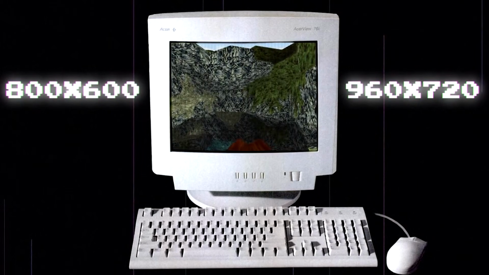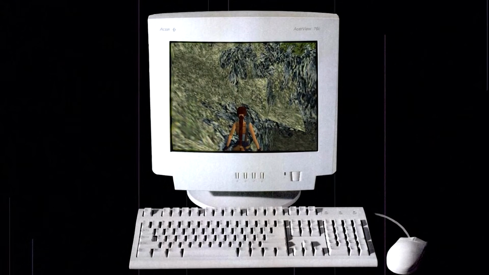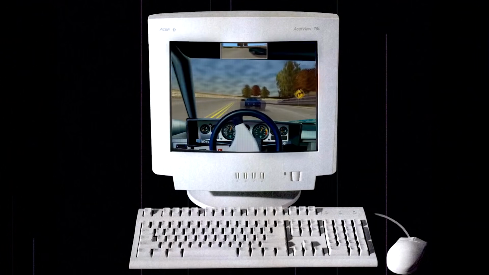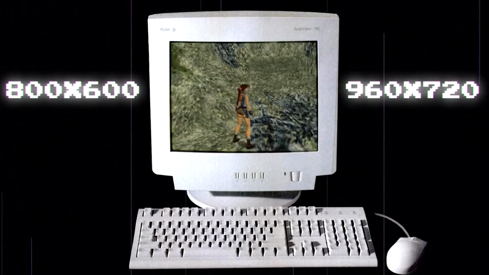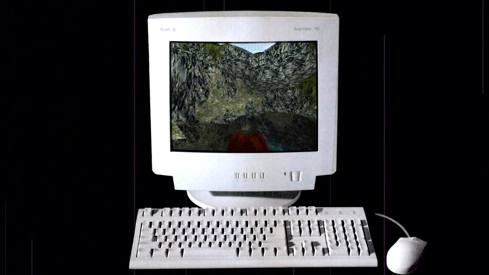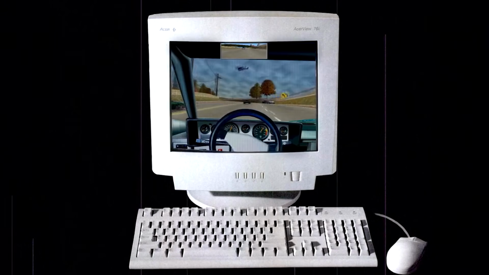This provided support for high resolutions of 800 by 600 and 960 by 720 pixels in 3D mode. For comparison, the Voodoo graphics card in 3D worked with a maximum resolution of 640 by 480 pixels.